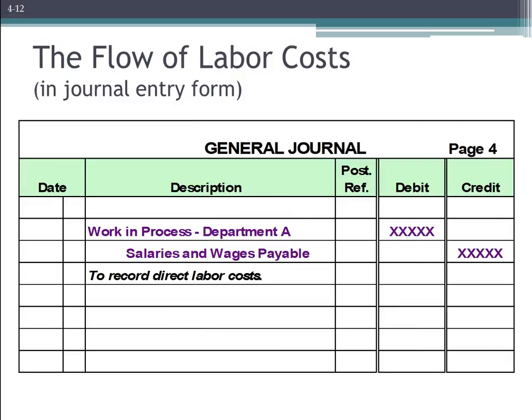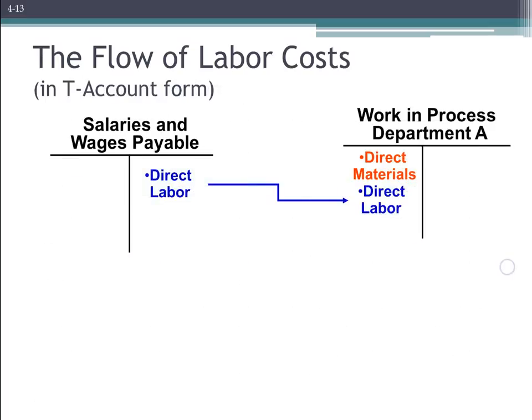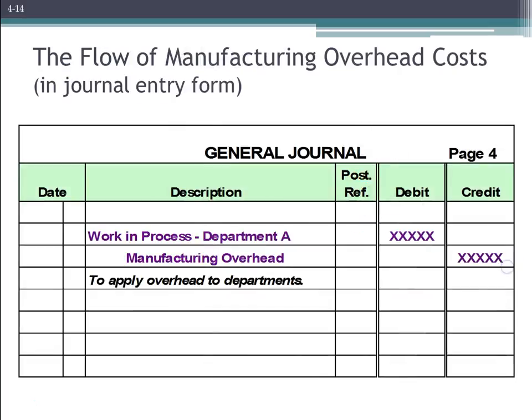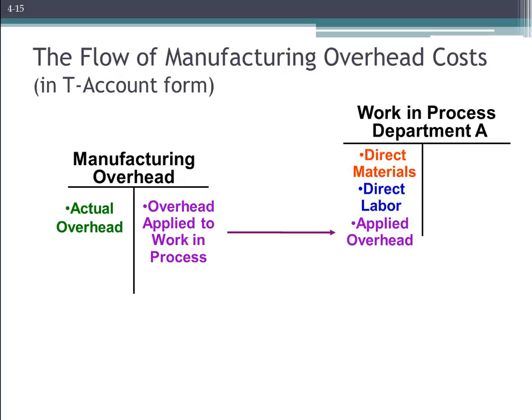Next, of course, as we pay our salaries and wages to our direct laborers, we would move those as well into work in process of Department A. And finally, once we have accumulated all the manufacturing overhead, and we're now going to apply it to the work in process, we'd move it from the manufacturing overhead account to the work in process for Department A. And that is, of course, all the additions we would have for work in process for Department A, all of the manufacturing costs that we've incurred during the period.